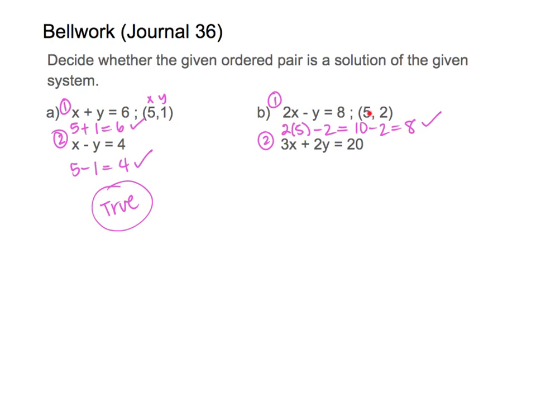Now I'm going to plug the 5 into the x down here and the 2 for the y. So this is 3 times 5 plus 2 times 2. If you work this out, this is 15 plus 4, which is 19. That's a 20, and I did not get 20. I got 19, so this did not work. So because it failed for one of the equations, you can't say that this is a true solution for both of the equations, even though it worked out for the first one. So this is false.